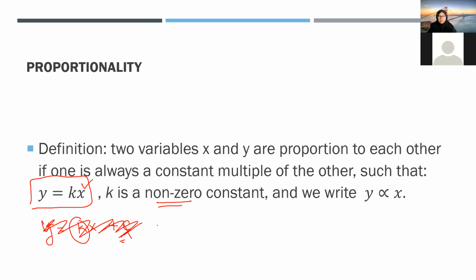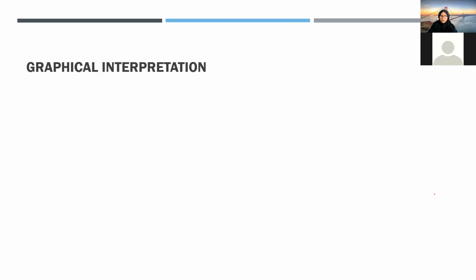It can be a negative constant. And we write this, y is proportional to x, directly proportional. If y goes something like this, we call it indirectly proportional: something that is increasing, the other one is decreasing, and vice versa. Compared to this one, if x is increasing, y is also increasing. So this is direct proportional.